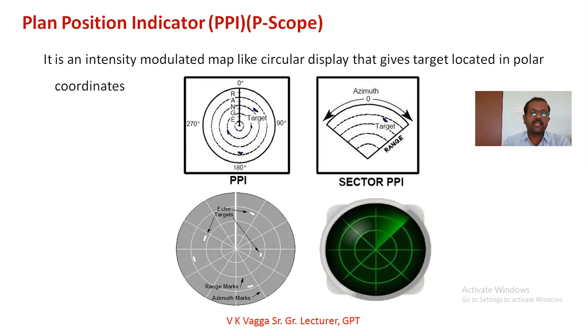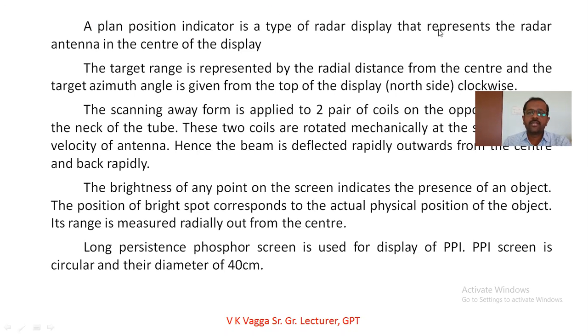It is from the center that the actual distance is to be measured. So you should assume the antenna is available exactly at the center here. It represents the radar antenna in the center of the display, and the target range is represented by the radial distance from the center, and the target azimuth angle is given from the top of the display in the clockwise rotation at the north side.